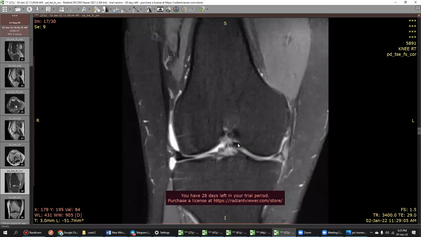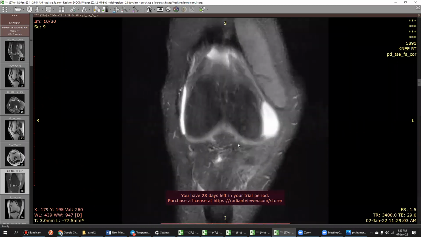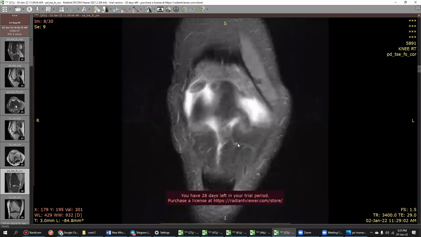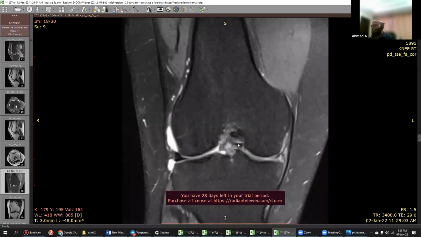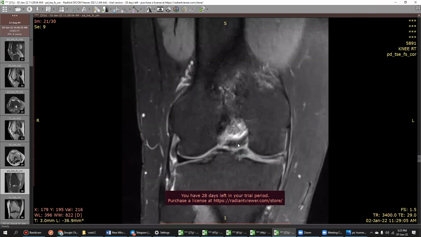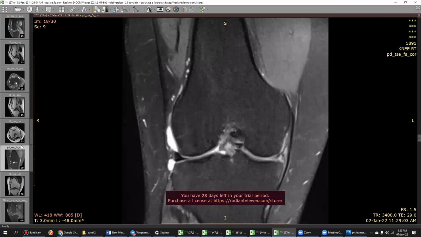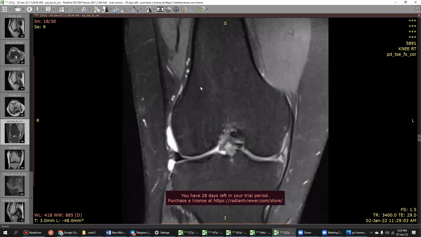And pertinent negatives also you have to tell. What are the pertinent negatives always in a bucket handle tear? Well, I can't see any ACL tear or PCL tear. Good, that's important. Medial and lateral collateral ligaments are also intact. What is the treatment? The treatment is surgical in this case because it is a flipped and displaced segment or tear.